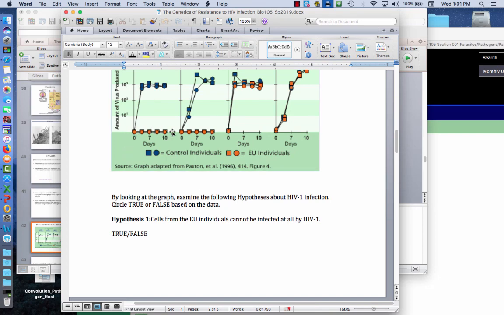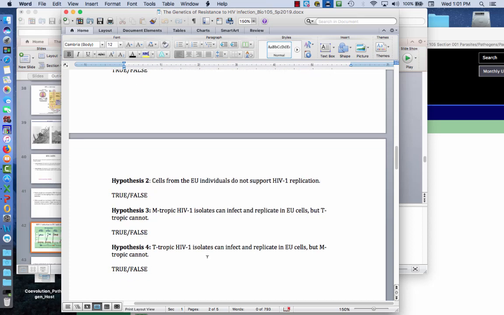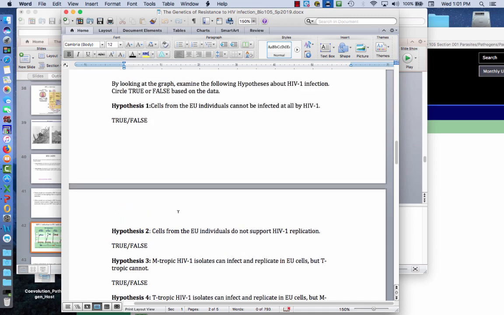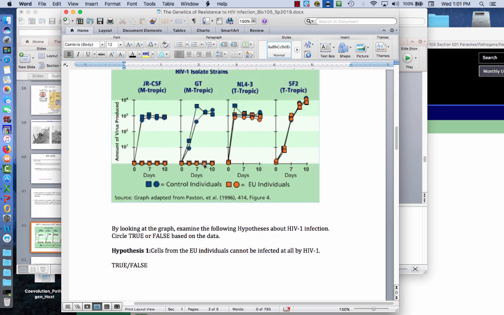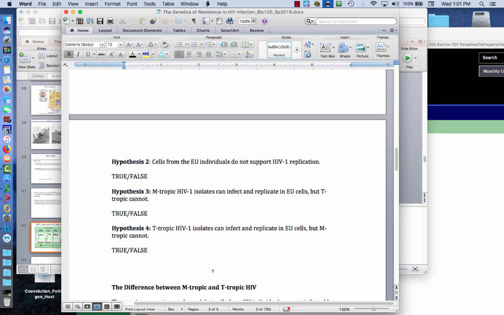No virus replication here, but we do see viral replication there. So let's answer that. What do you think? All right, hypothesis 3. M-trophic HIV isolates can infect and replicate in EU cells, but T-trophic cannot. Let's look. Here's the M-trophic. They stay low, but T-trophic goes high. We do see virus.